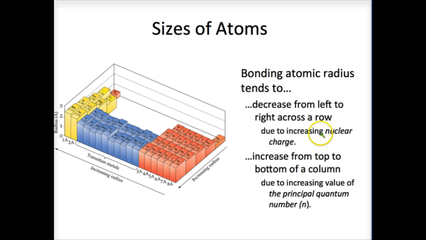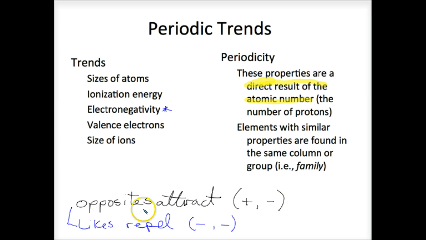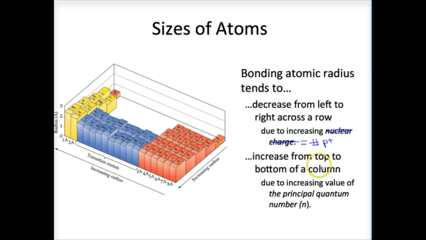This is due to the increasing nuclear charge. In other words, the number of protons. So as you go across, we know the number of protons increases. Well, let's go back. What did we say were ultimately responsible? The opposites attract. So if I have a lot more protons and a lot more electrons, I have more attraction, and literally the atom gets made smaller.